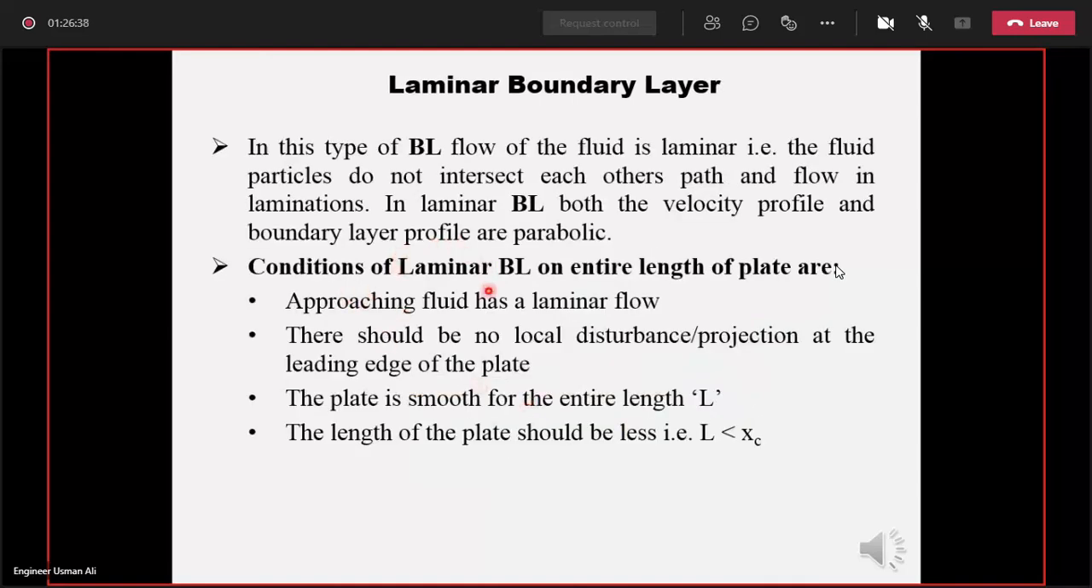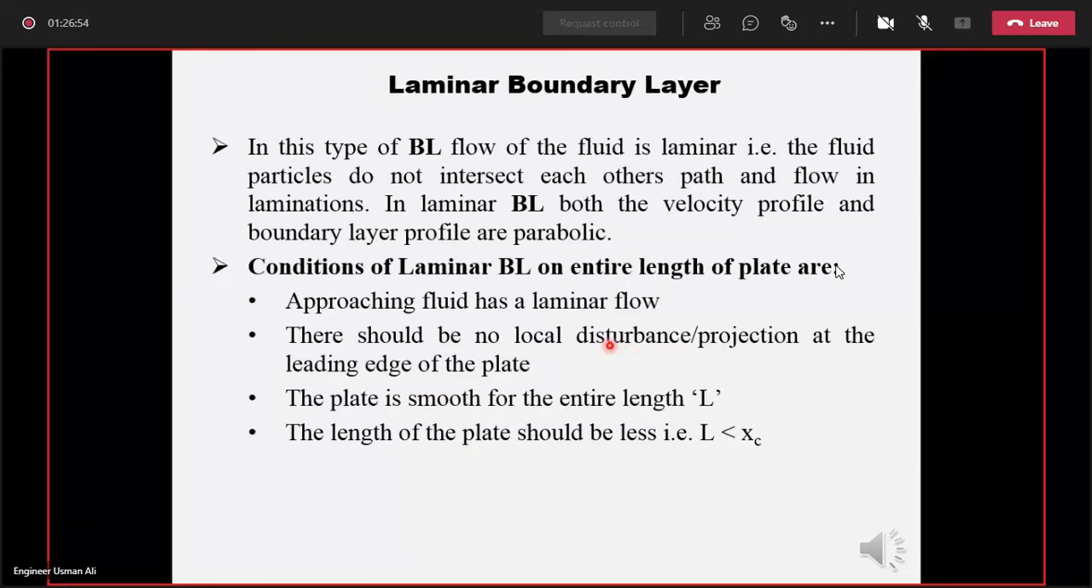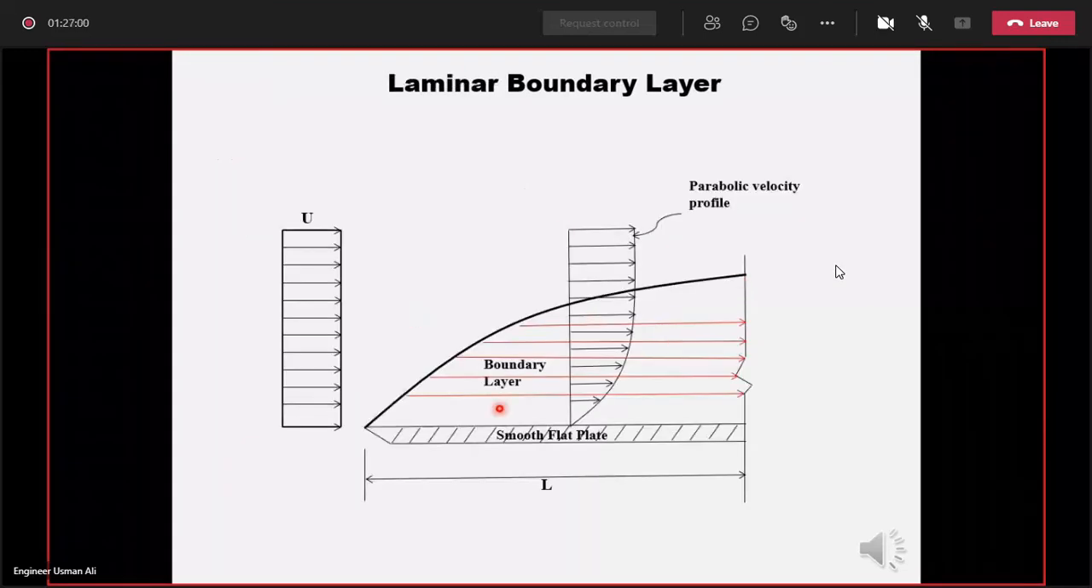Following are the conditions under which the laminar boundary layer will exist on entire length of the plate. पूरी प्लेट पर कब बाउंड्री लेयर पूरी की पूरी लैमिनार होगी, उसके लिए ये कंडीशन है. नंबर 1, अप्रोचिंग फ्लूइड हैज लैमिनार फ्लो. जो फ्लूइड इसके ऊपर मूव कर रहा है उसका फ्लो लैमिनार होना चाहिए, उसका रेनॉल्ड नंबर 2000 से कम हो, उसका लैमिनार फ्लो होना चाहिए यहाँ पे. ये जो लैमिनार फ्लो कंडीशन है वो फॉलो होनी चाहिए.